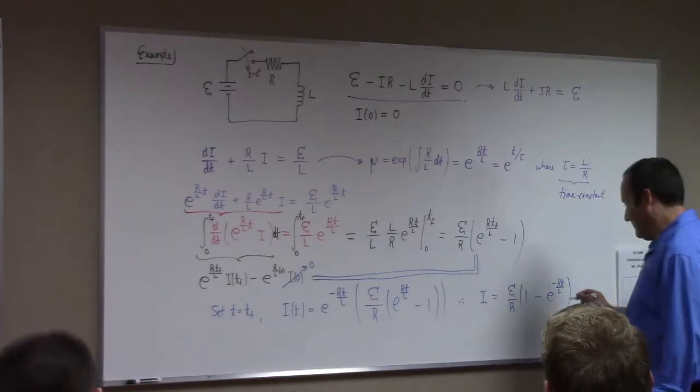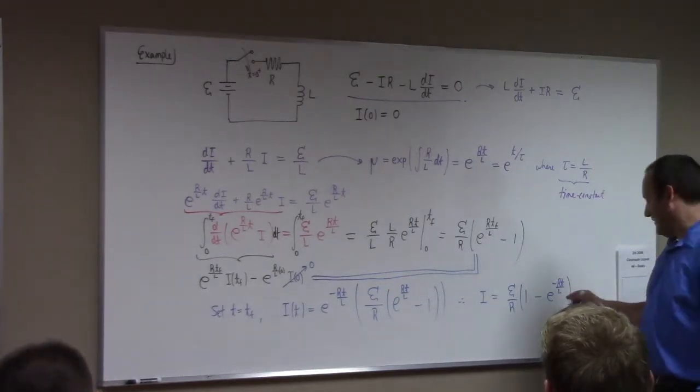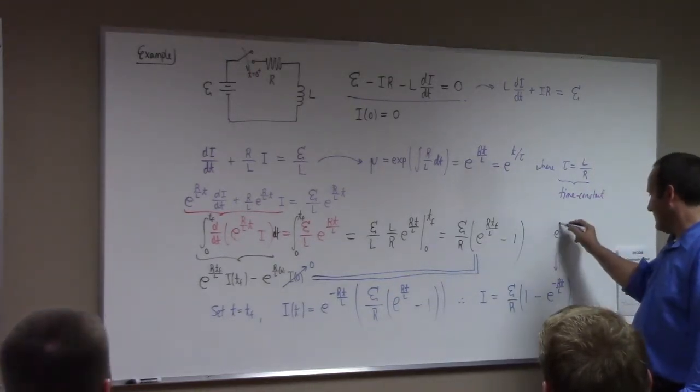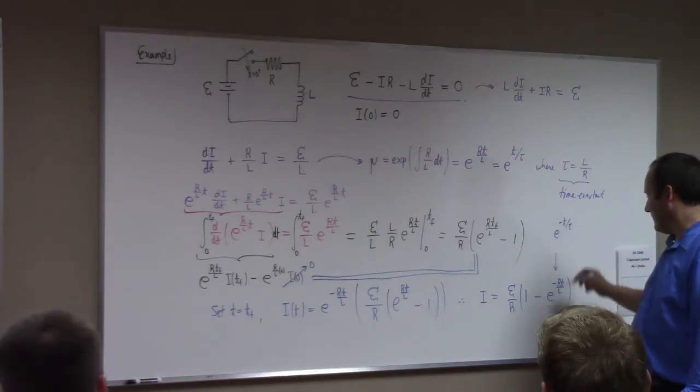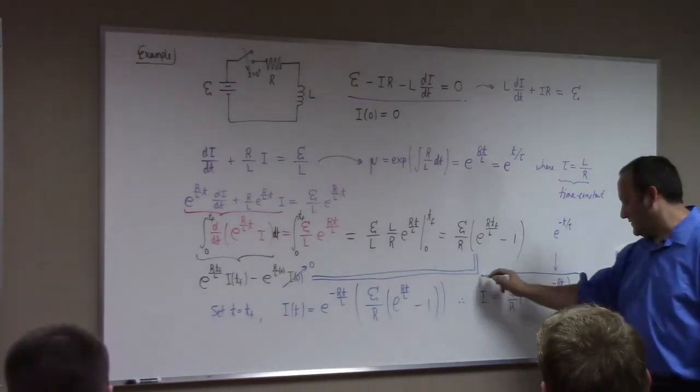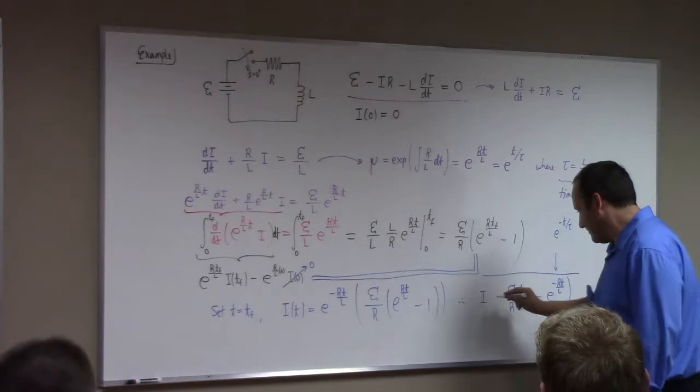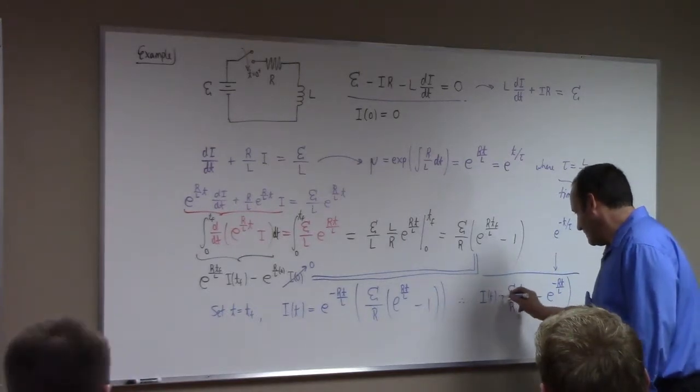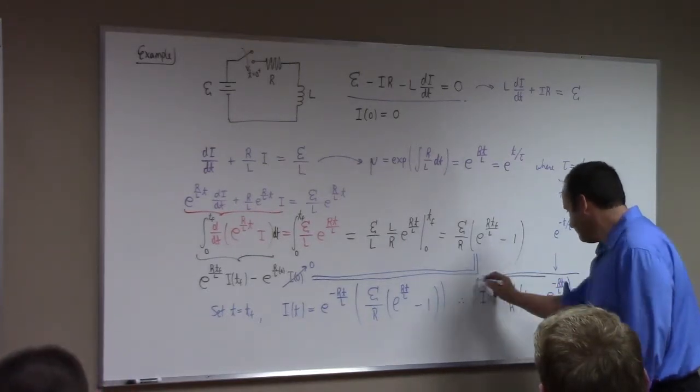Of course, we could rewrite this term here as e to the minus t over tau, right? And there you go, that's the current as a function of time for this RL circuit, for the charging inductor, as it's called.